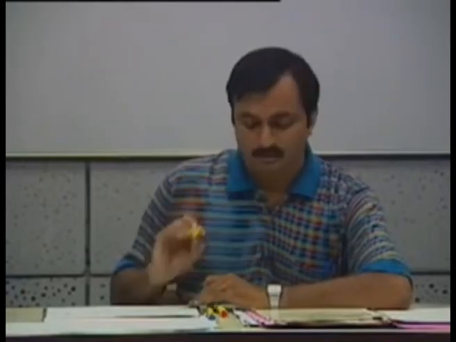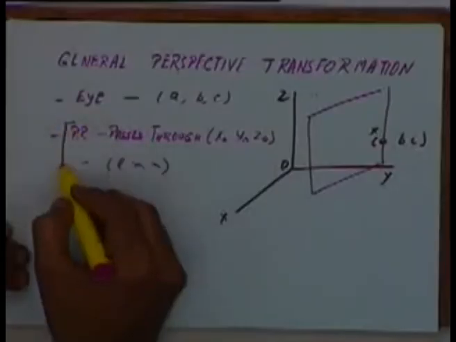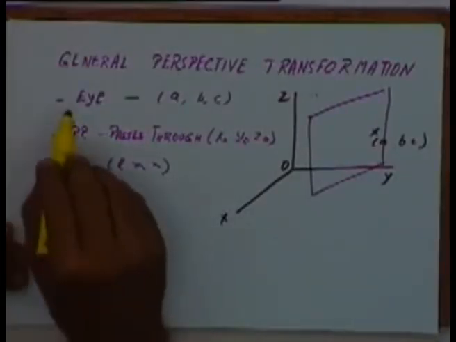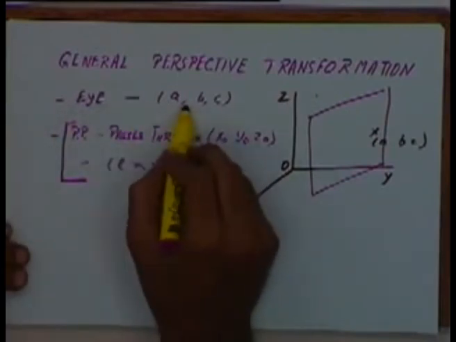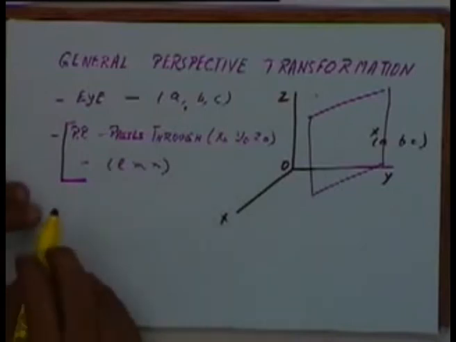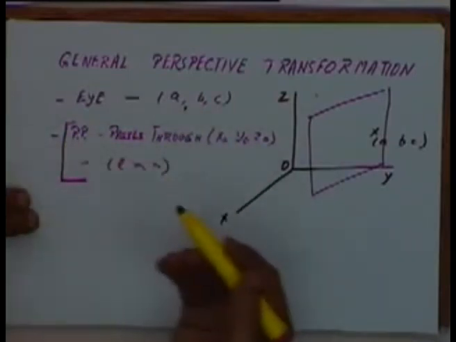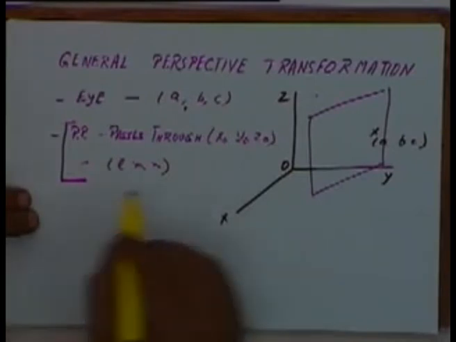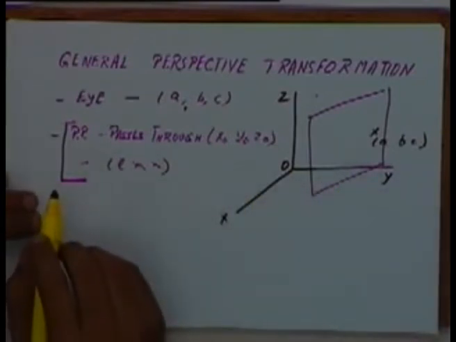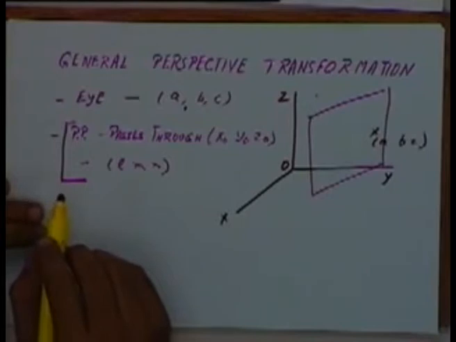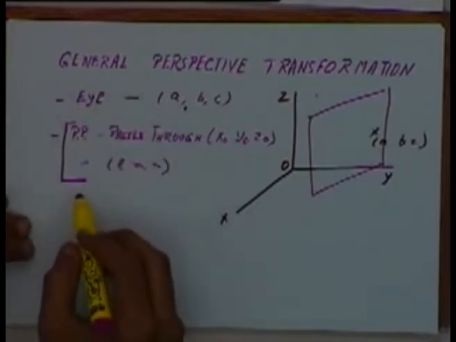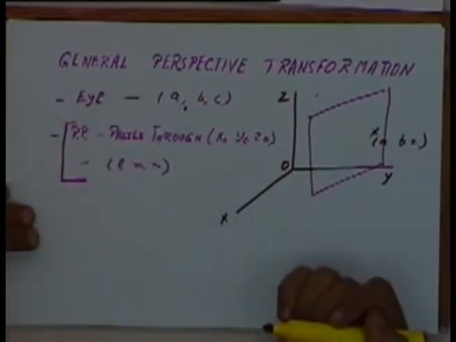In the last case that we had, the projecting plane was the same as this, but the eye, instead of being at ABC, was at the origin. Now what I am saying is that the eye is at any arbitrary location, and the plane is also any arbitrary plane. How do we get the perspective projection? In this case we will use standard projections.